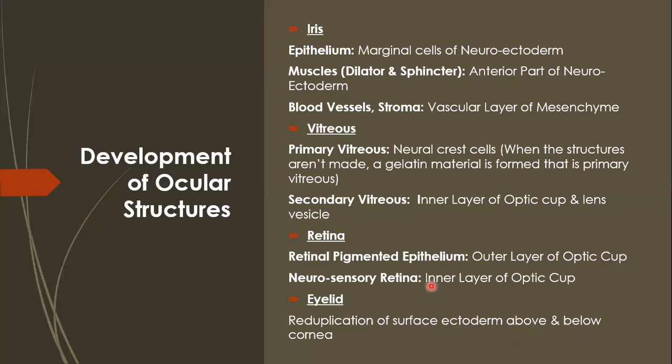And the eyelid is formed by the reduplication of the surface ectoderm above and below the cornea. The cornea epithelium and Bowman layer were made from the surface ectoderm, but that further surface ectoderm will reduplicate and make a new structure, the eyelid, which will protect the cornea and the eye from any harm. So that is the eyelid.